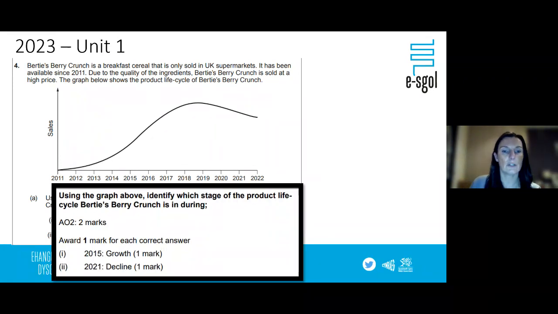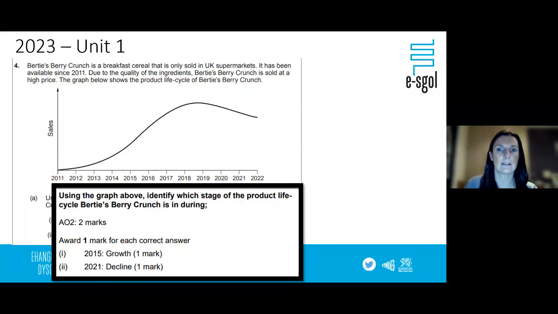2021. So if we look at 2015, you can see that there's growth. So if you take the 2000, you can see that it's still climbing and it's growing. Now 2021, you can kind of see it's starting to become in decline.